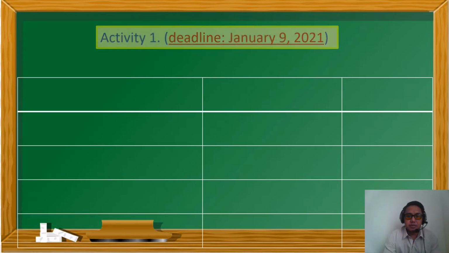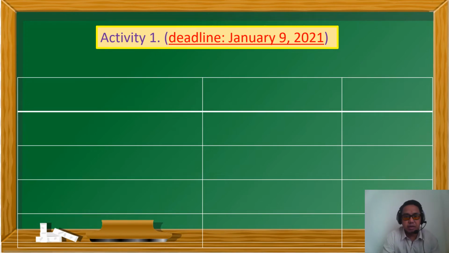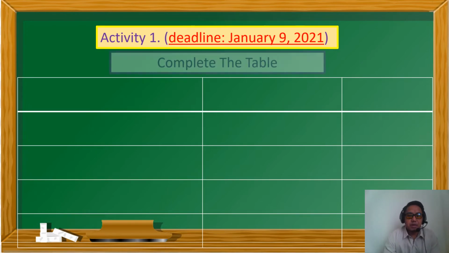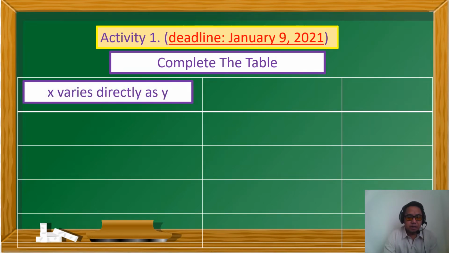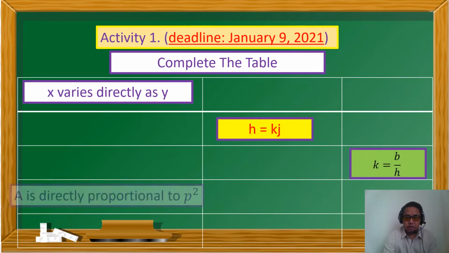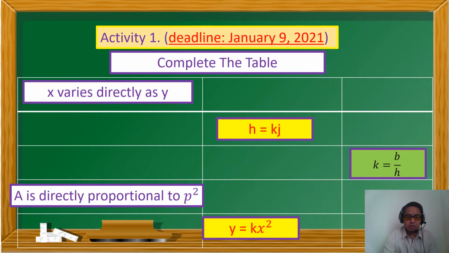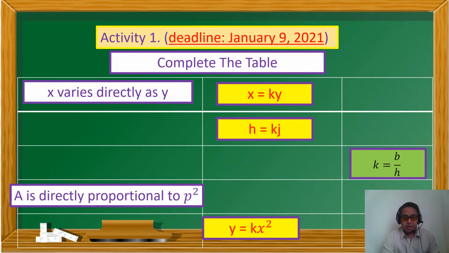Okay. So, that activity, the deadline of that is January 9. So, let's complete the table. If x varies directly as y, in mathematical sentence, that would be equal to x. Okay, these are what we were given. So, number 1, that should be equal to x equals ky.